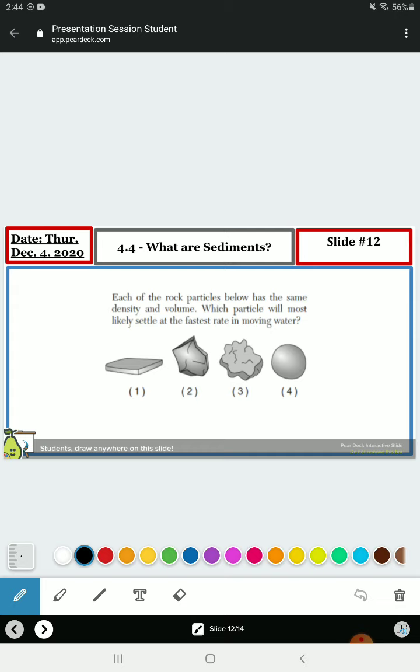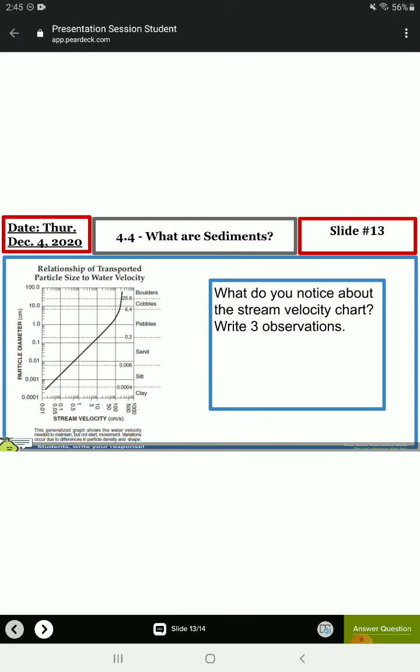Then on this question, you're going to rank them. Each of the rock particles below has the same density and volume. Which particle will likely settle at the fastest rate in moving water? Then on this slide, I would like you to write down what you notice about the stream velocity chart. Write down 3 observations.